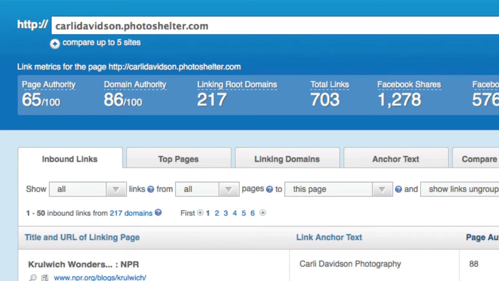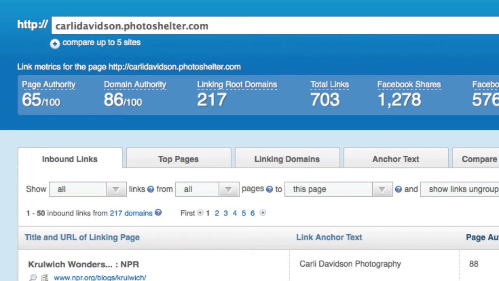We can also see the linking root domains. A root domain would be something like blogger.com or npr.org, etc. And that shows link domain diversity. When you are creating links that go back to your website, you don't want them all coming from one domain. It looks a little fishy, and it's just not as good when the Google algorithm goes in and says, how are we going to determine the exact same content on two pages? The one that has more domain diversity and the one that has more links is the one that's going to rank higher. So Carly, according to Open Site Explorer, has 217 different root domains with 703 total links going to this page.